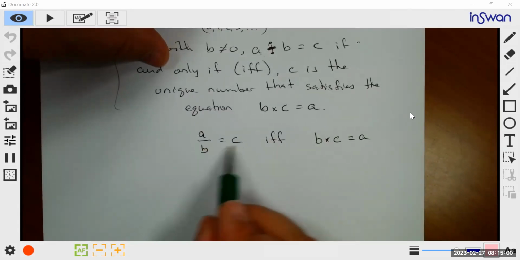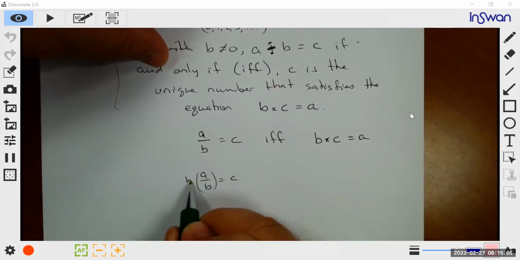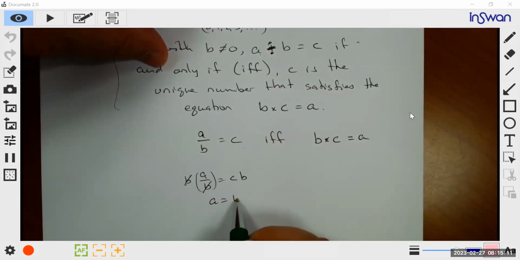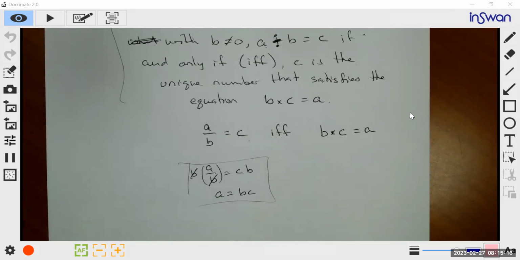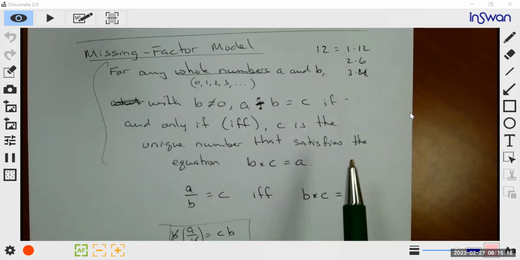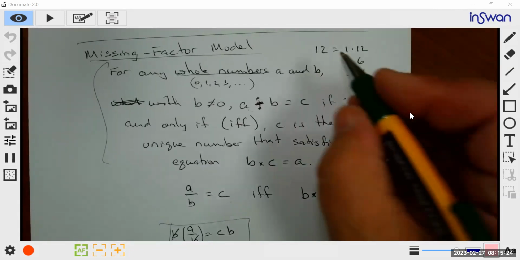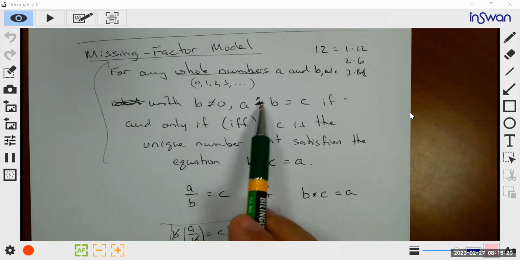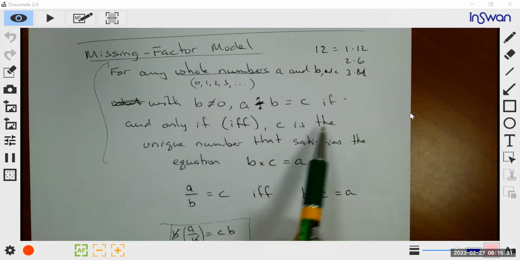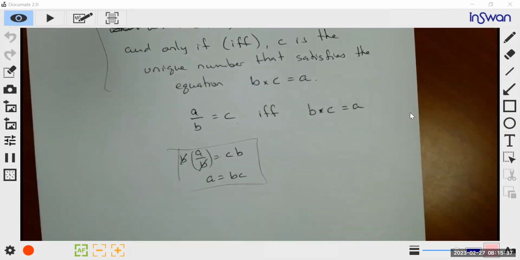All we did was multiply B to both sides. So we have A divided by B equals C. If I multiply both sides by B, those cancel. So that's what's really happening there. That's how we test it. So that's the missing factor model. For any whole numbers A, B, and C, with B not equal to 0, A divided by B equals C if and only if C is the unique whole number that satisfies the equation B times C equals A. That's what we're looking for.